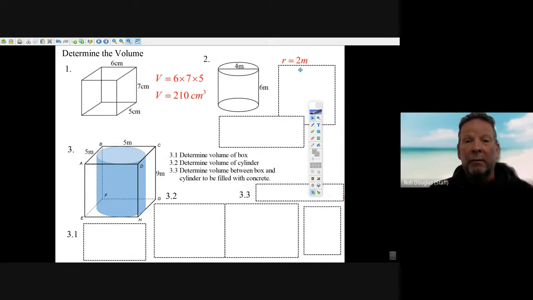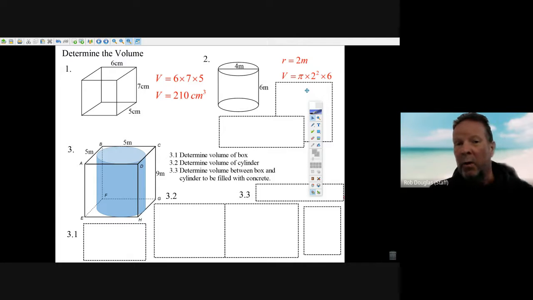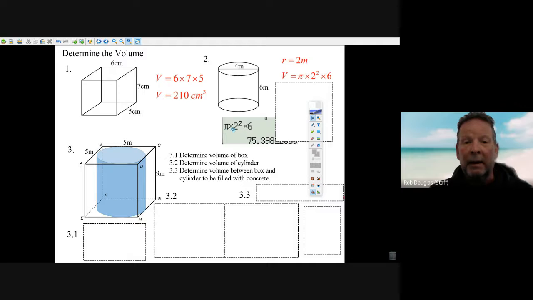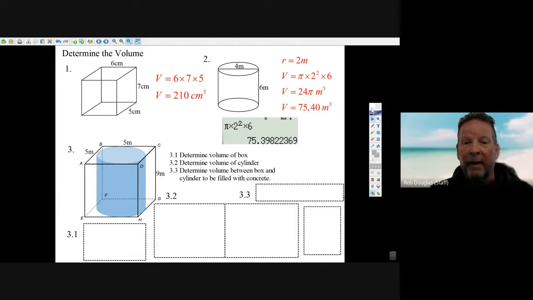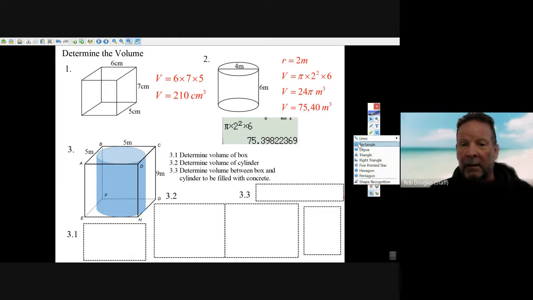And then all we do is go pi times 2 squared, that's the area of a circle, times how tall it is. Just put that in your calculator. That's 4 times 6 is 24 pi. That's your answer. Now, if you put that in your calculator, it's pi times 2 squared times 6, and then you hit the SD button. There's your answer, 75.39. Now, you have to look at this kind of closely.